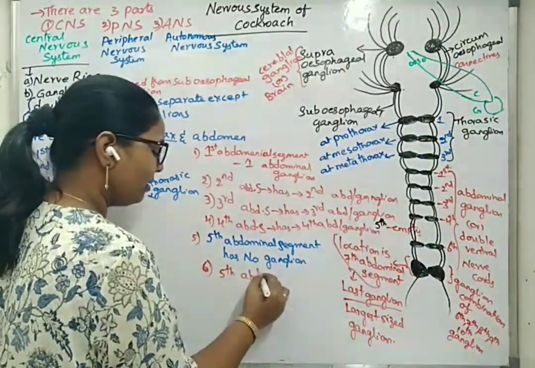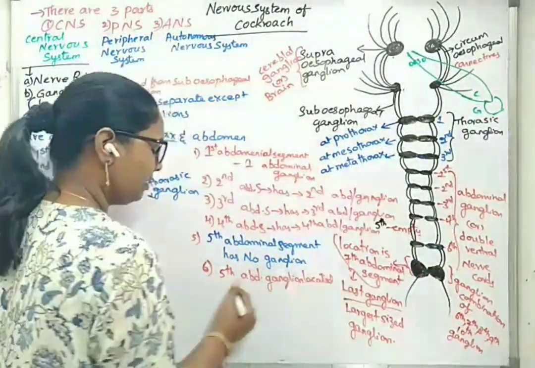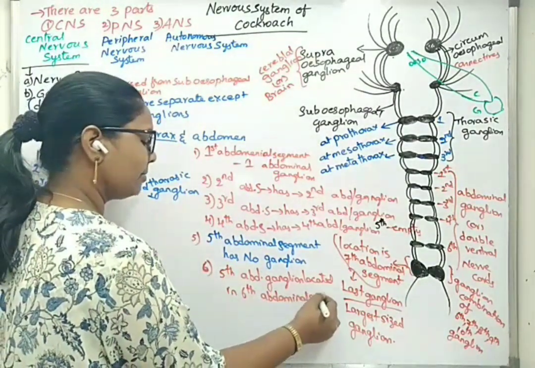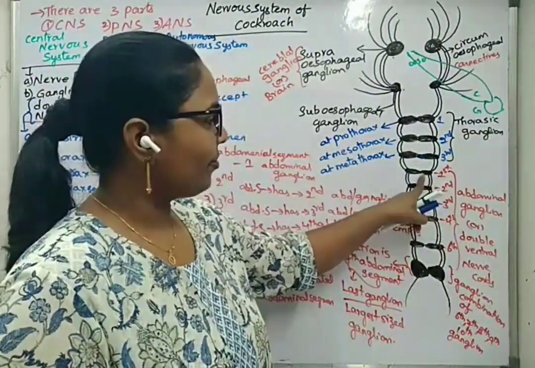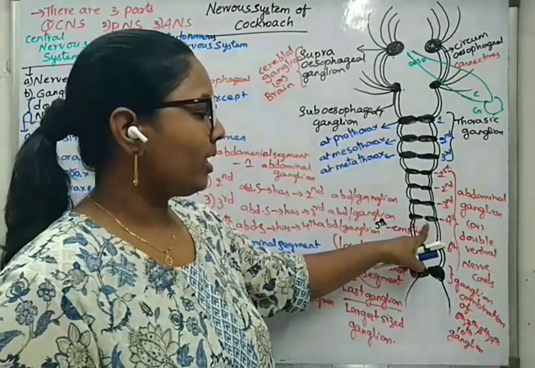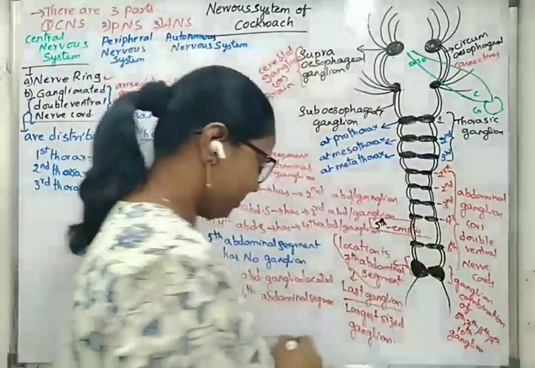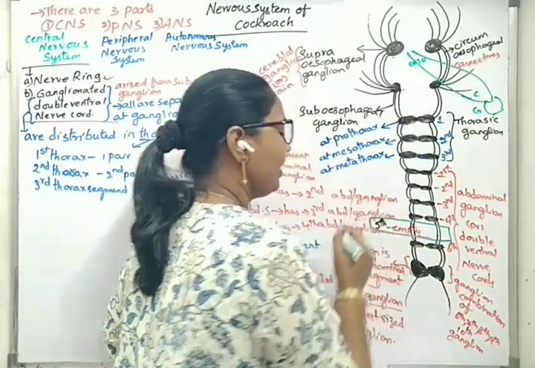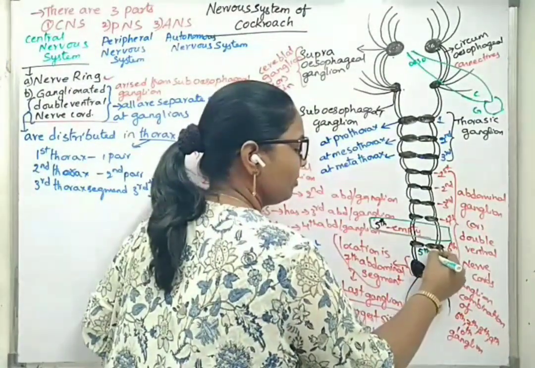Fifth abdominal ganglion located in sixth abdominal segment. So coming here, I have written all these are abdominal segments. So first segment, first ganglion. Second segment, second ganglion. Third segment, third ganglion. Fourth abdominal segment, fourth ganglion. But fifth I have written here as it is empty. Fifth abdominal segment is not having any ganglion. Sixth abdominal segment is having fifth ganglion.